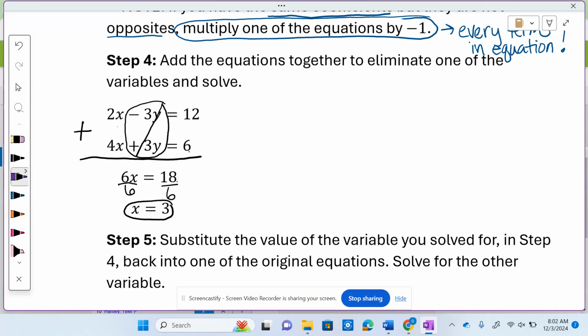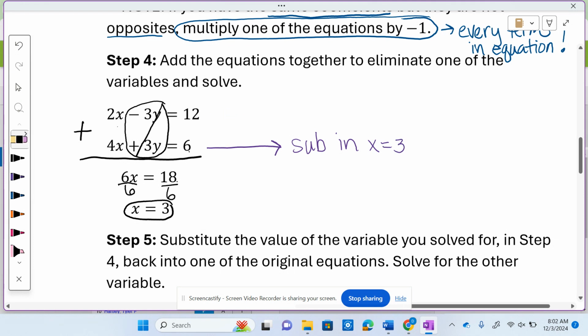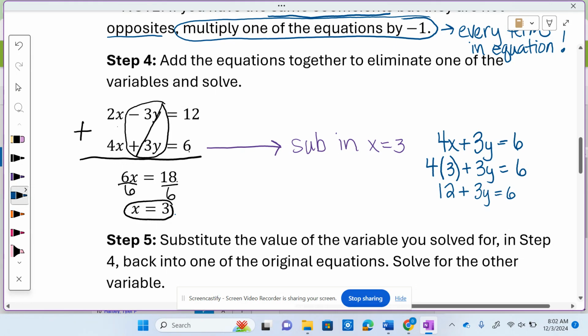How about the 4x plus 3y equals 6? Okay, so we're going to use this equation, and we're going to sub in x equals 3. That's what it says to do. So we have to figure out what y is, right? So this equation is 4x plus 3y equals 6. But we just solved for x. We know that x equals 3. So I really have 4 times 3 plus 3y equals 6. What is 4 times 3? 12 plus 3y equals 6.